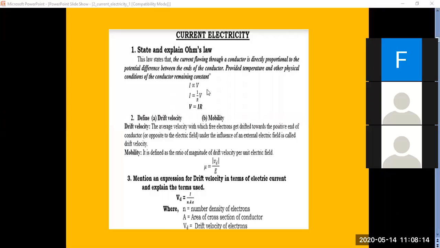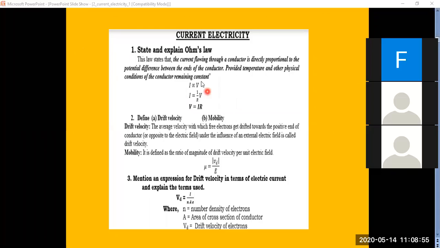I clearly told you that current is directly proportional to potential difference. I denotes the current here and V denotes the potential difference. Directly proportional means whenever you increase the current, the potential will also increase. Similarly, if you decrease the current, the potential will also decrease. That is the meaning of directly proportional. So the law states that current is directly proportional to the potential difference between the ends of the conductor, provided temperature and other physical conditions remain constant.